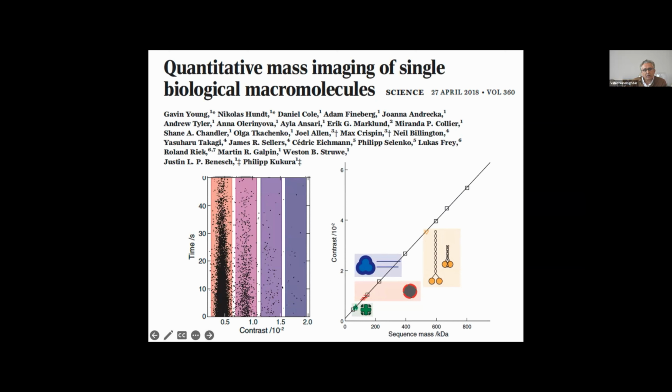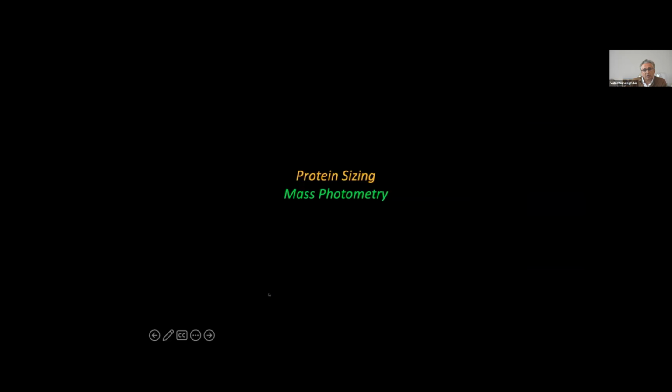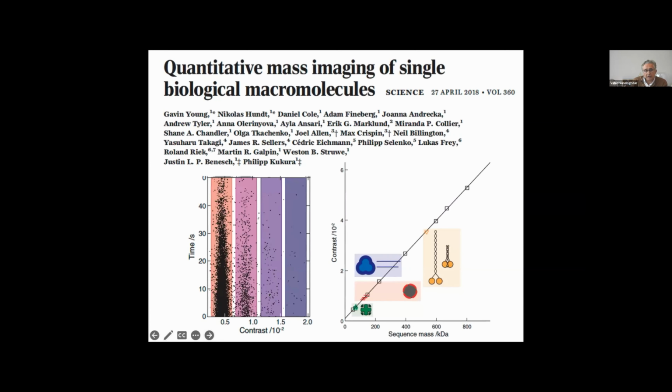And in particular, they showed, for example, that you could distinguish between monomers and dimers and trimers, for example, in a sample. And biochemists seem to be very interested in this, and they've moved on to establish a company. So this has become now commercialized.